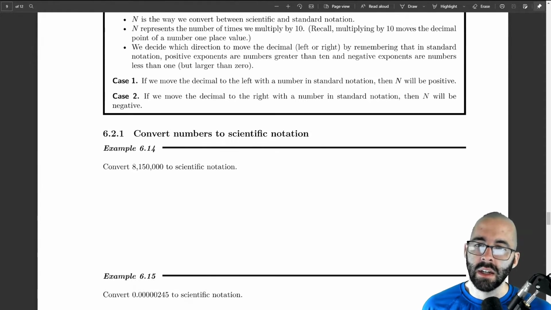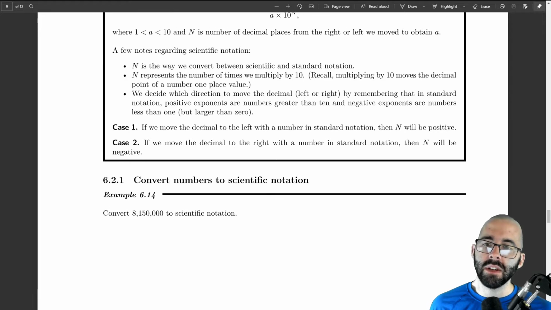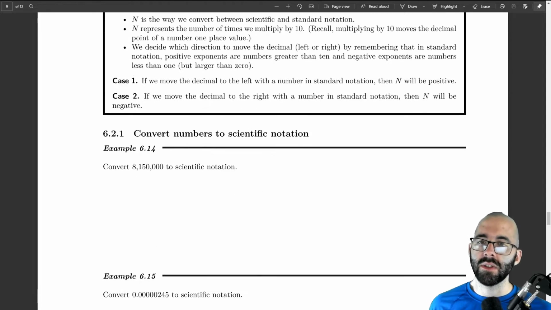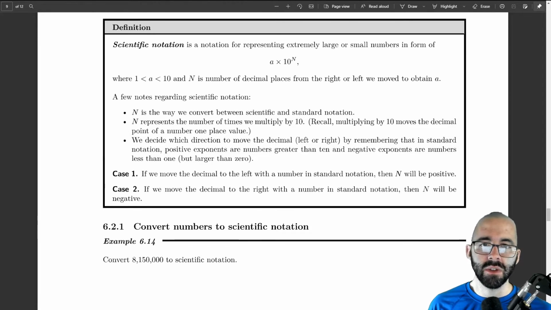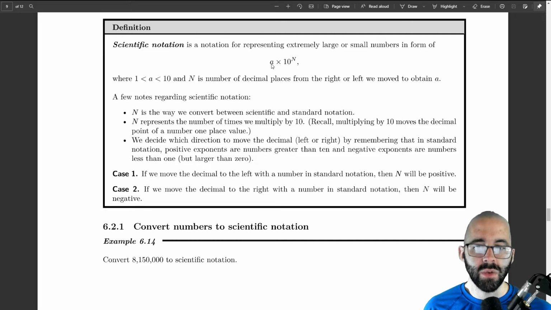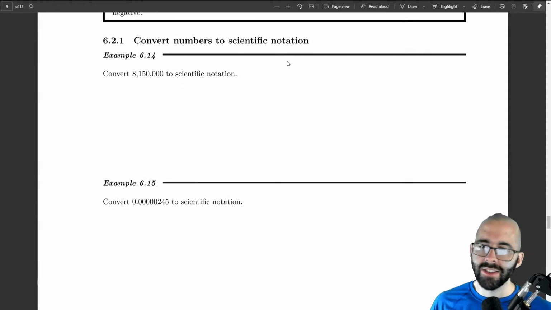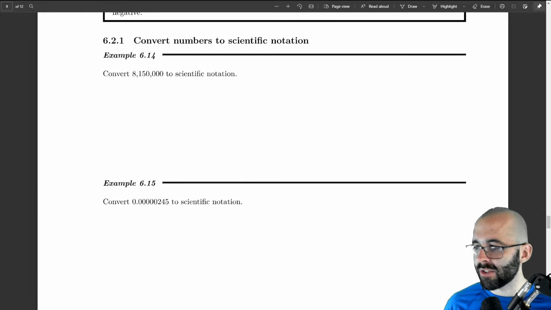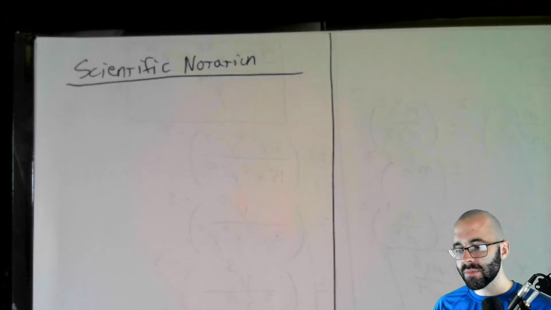Okay? So how we're going to convert it is we're going to look at it. So there's two parts to scientific notation, A and N. A, that's that number between 1 and 10. And N is how many places we have to move the decimal place. Let's just do an example and then try to make this a little bit more clear.